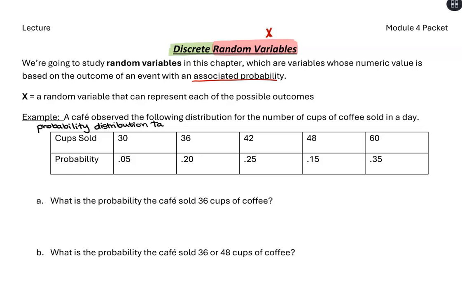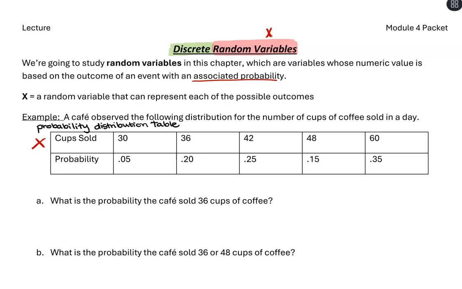So some key things that are showing up in this table here, we have our outcomes. So this is a cafe, and it's the number of cups of coffee sold in a day. And we're going to assume that this cafe only ever has these outcomes, no other ones. So this means they either sell 30 cups of coffee, 36 cups of coffee, 42, 48, or 60 cups of coffee. So if I was curious about a day where they sold 49 cups of coffee, according to this table, that doesn't happen. So that would be our random variable. That would be X, these numerical outcomes that come from these random events, essentially.